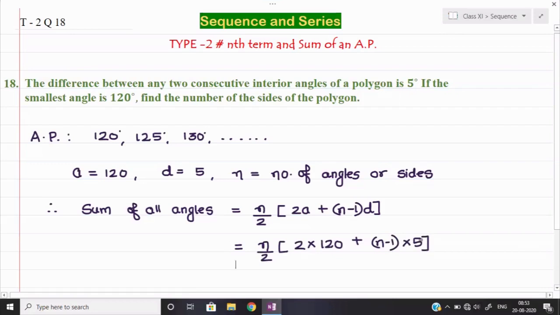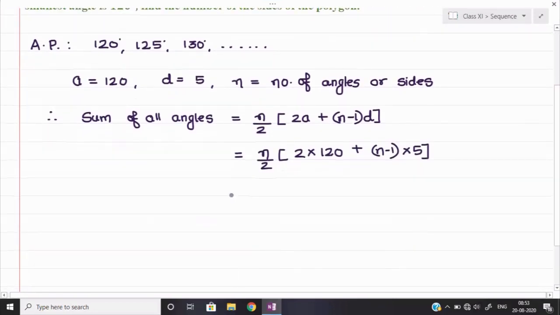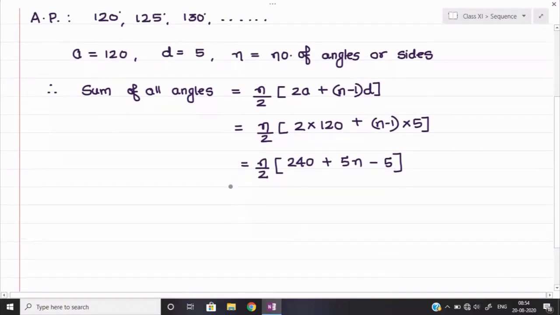Now further let us simplify this one. So n upon 2 will be as it is for some time. 2 into 120 will be equal to 240, and 5 I will multiply inside, that will be 5n minus 5. Right? Now further 240 minus 5 will become 235. So n upon 2 into the bracket 235 plus 5n. Now see, this is our sum of all angles.